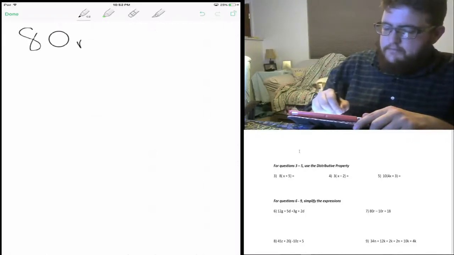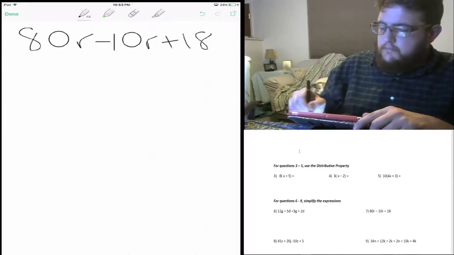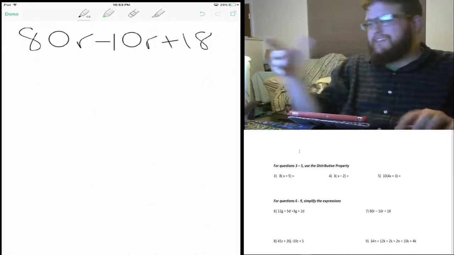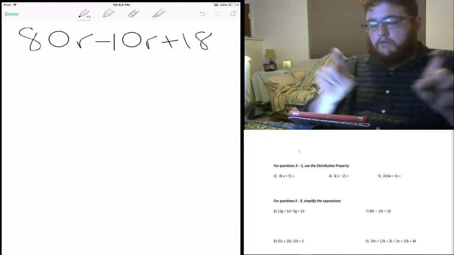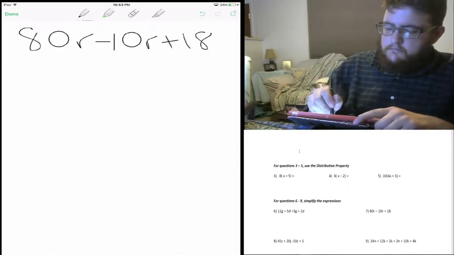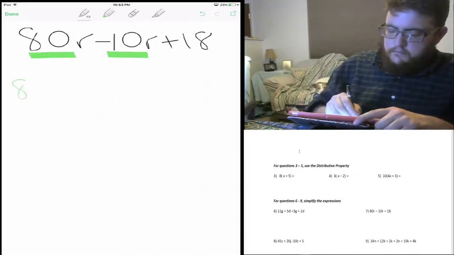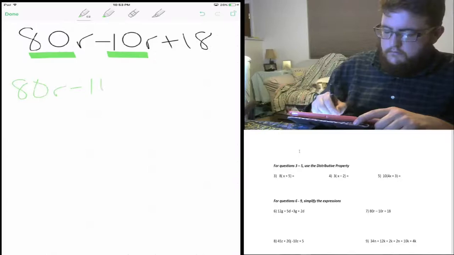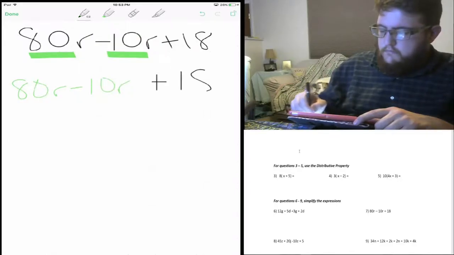Number 7. 80r minus 10r plus 18. So 18 doesn't have a variable, it doesn't have any other like terms, but there are two terms that have r, so we can combine those. So we've got 80r minus 10r plus 18.